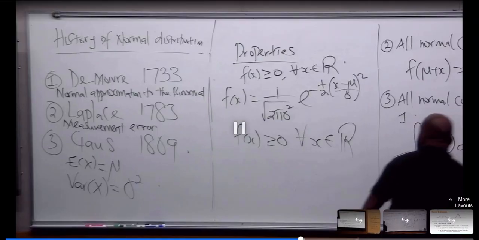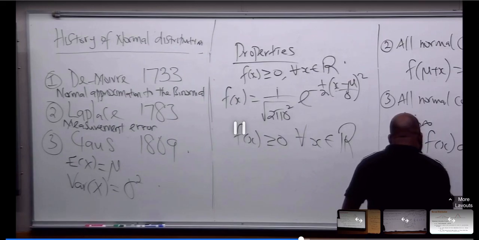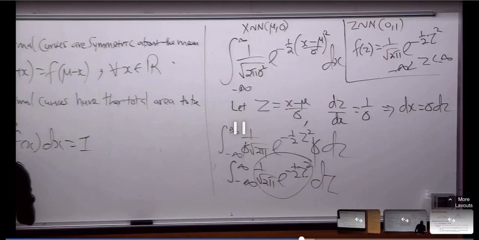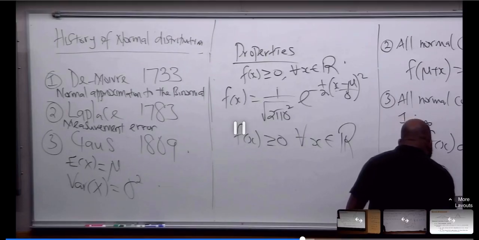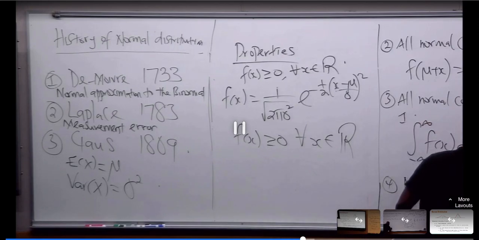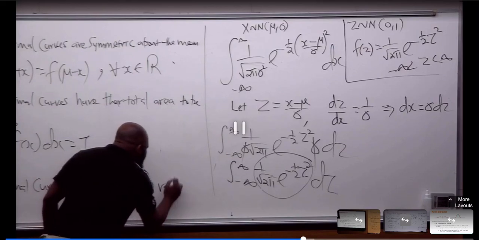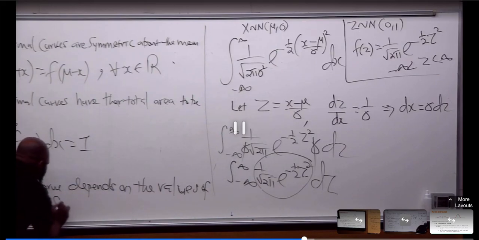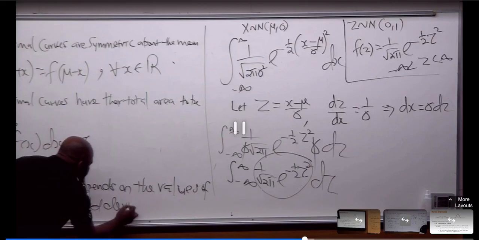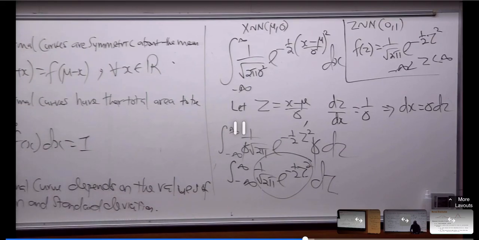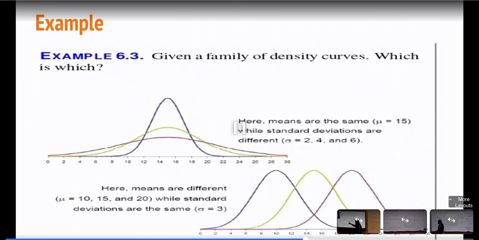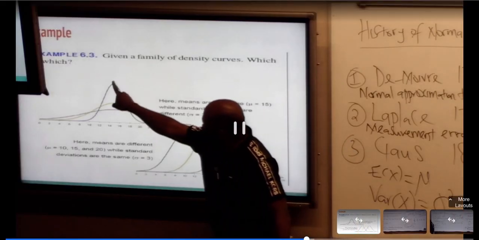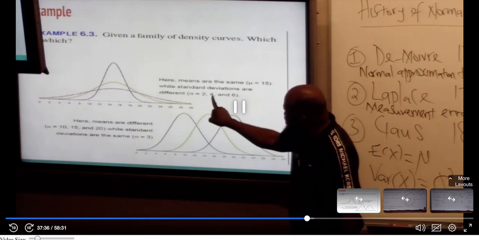Another property here is that all normal curves, or normal density, depend on the values of the mean and standard deviation. For example, take a look at this. Do you see that here? You have 3 curves, right? They have the same center. Can you see all of them have the same center? They have the same mean, but different standard deviations.